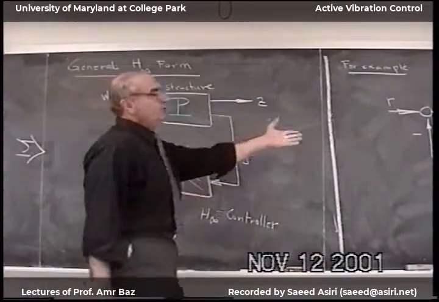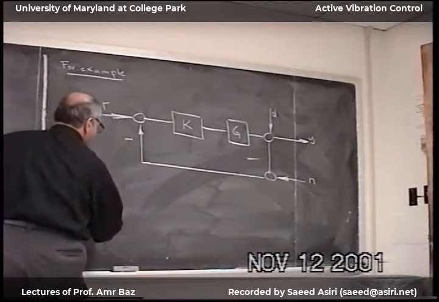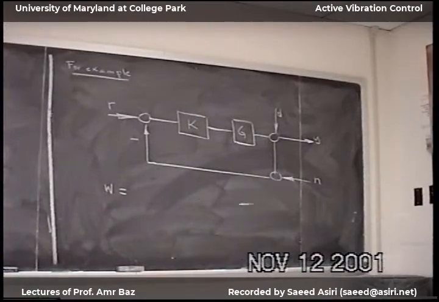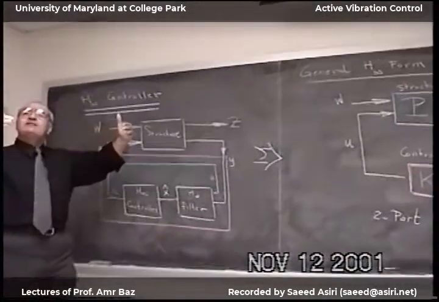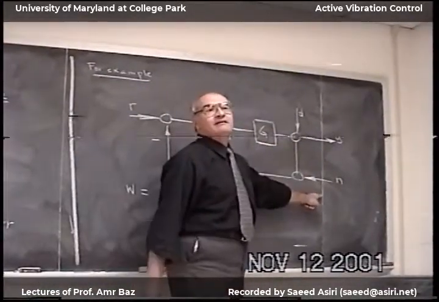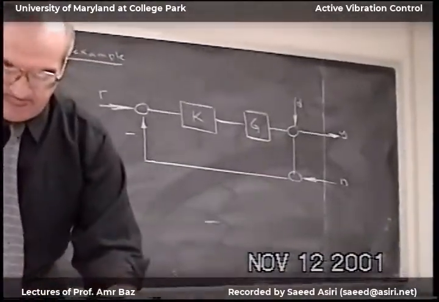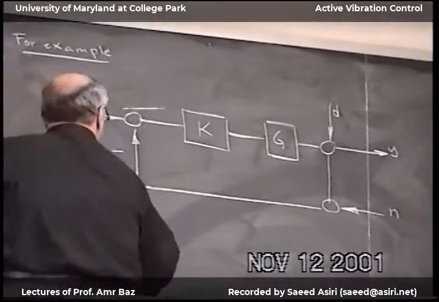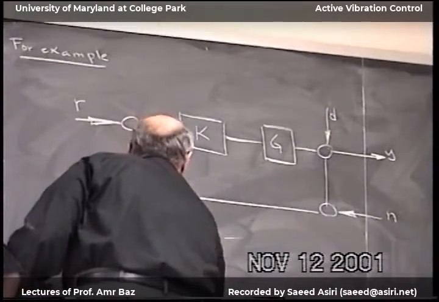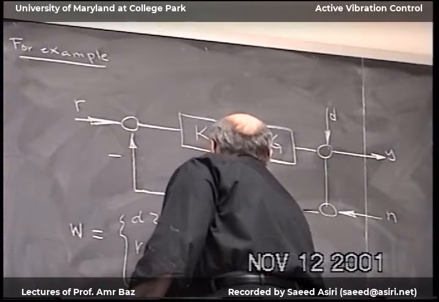Okay. So how do we do this? Let's define this vector. This vector is all the exogenous inputs that I put in the system. One of them is R, one of them is D, and one of them is M. Okay, so to follow the same, I'm going to make this D, R, and M, or W1, W2, and W3.